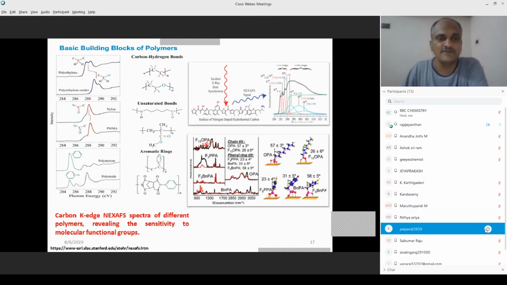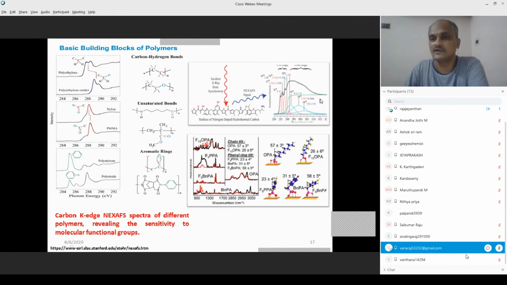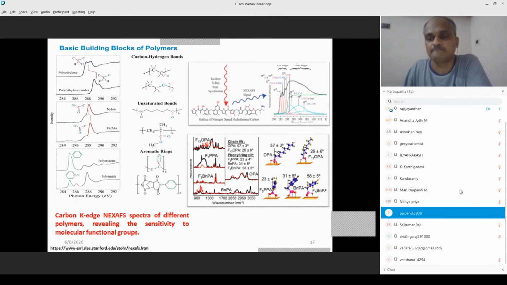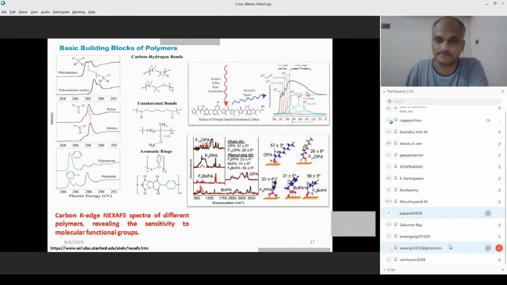In addition, when we do a deconvolution, which I told you is a very difficult process because background correction after the edge is very difficult, you have to apply some mathematical function to solve this. When you do a deconvolution, you get plenty of information regarding the bond excitation, pi to pi star, and what type of bond is there. All this information can be obtained using NEXAFS spectroscopy.